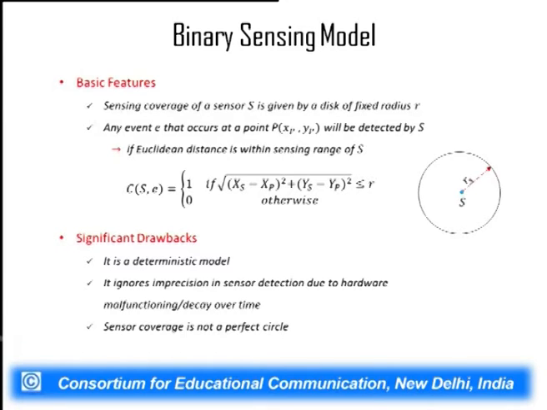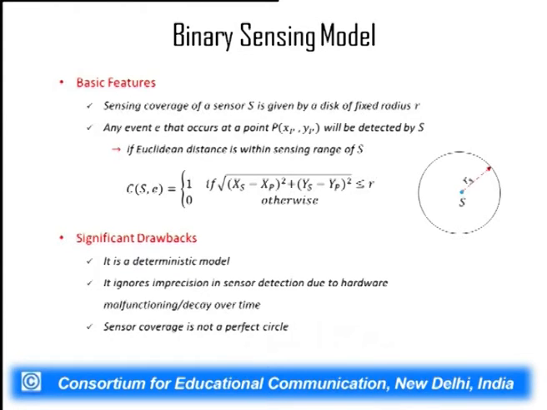Now come to actual models. The first is the binary sensing model. This is a very basic model, a benchmark model. In this, first, let's see the basic features that we have. Here, a sensor node S is taken, and its disk is of fixed radius, and its area means that we are talking about the sensing area, obviously the area that is covering the sensed data.